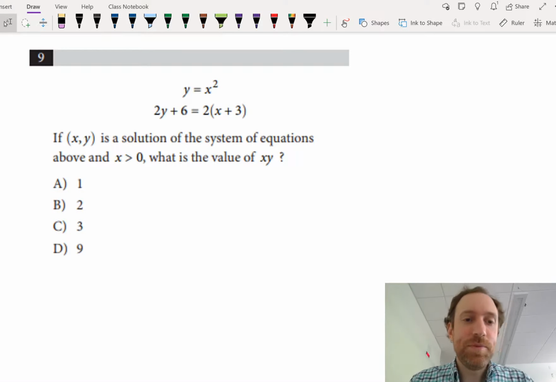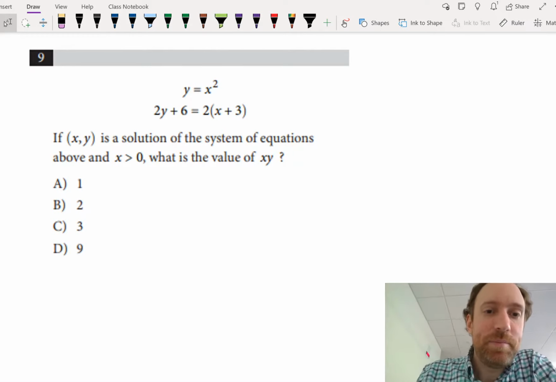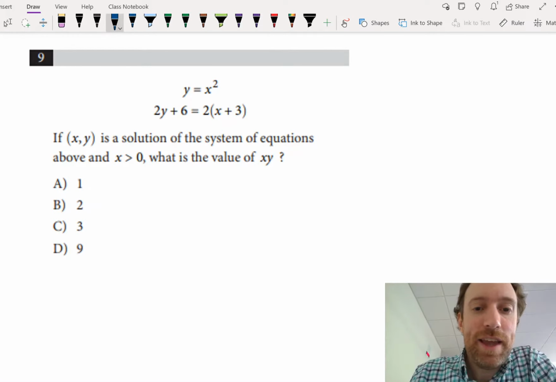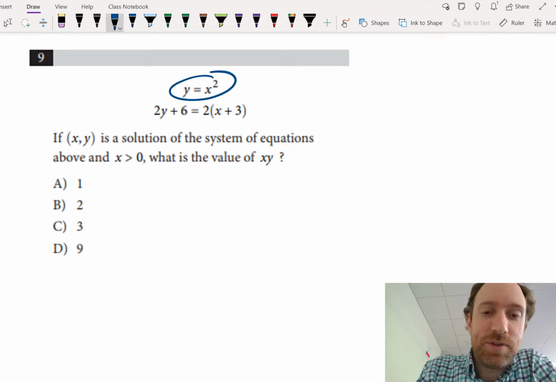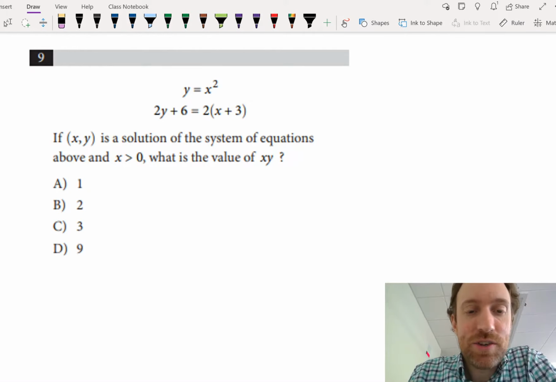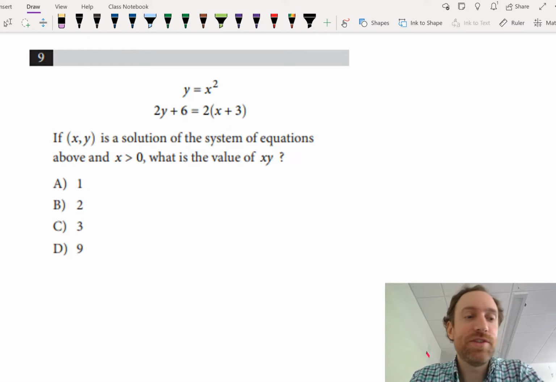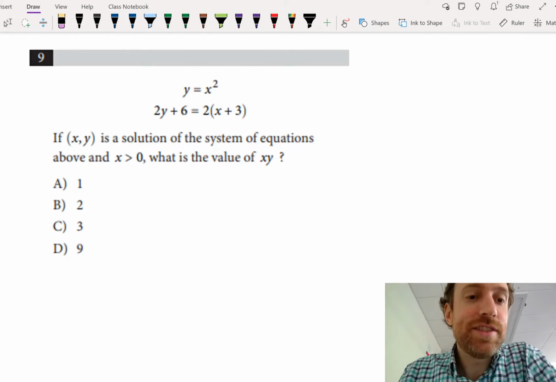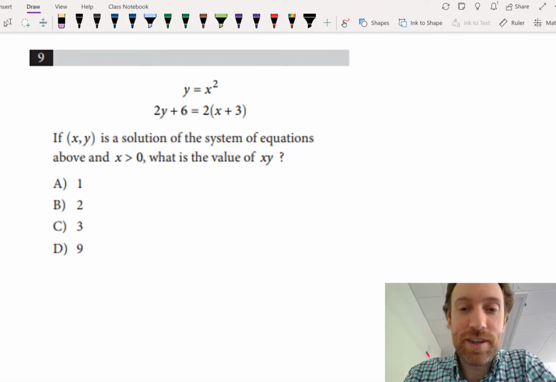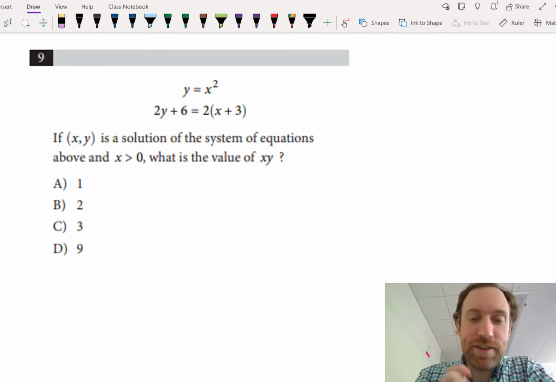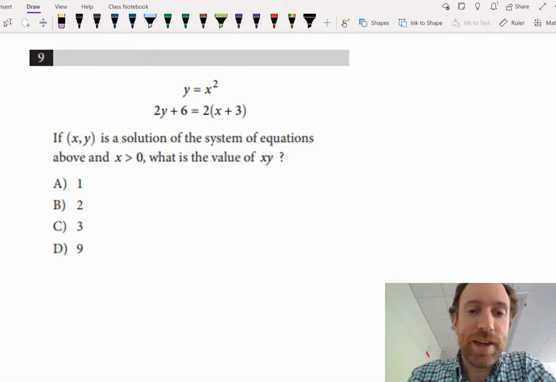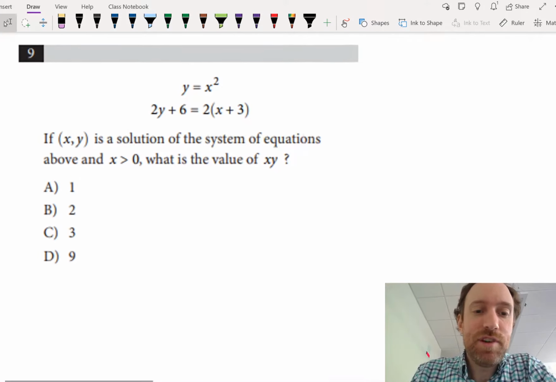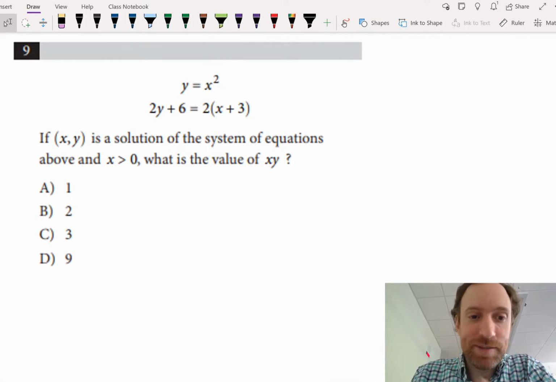So let's look at an example. This example is taken from a practice test. And you can see here we have a quadratic equation and a linear equation, and there's apparently a solution. So how do you solve a system of equations? Well, you solve a system of nonlinear equations just like you would solve a system of linear equations, that is either graphically or by substitution or by elimination. In this case, probably substitution is the easiest method.